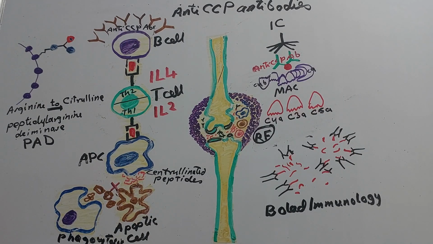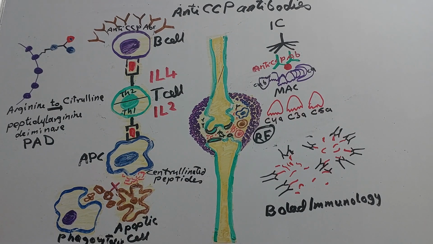But however, a defect in clearance of citrullinated modified proteins and citrullinated peptides may occur in massive apoptosis, and this failure in clearance of citrullinated peptides may lead to leak of these peptides.